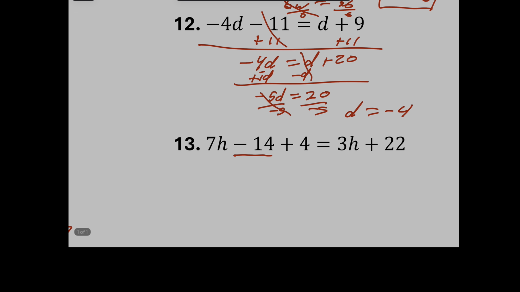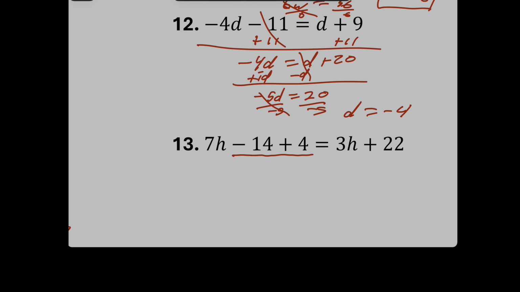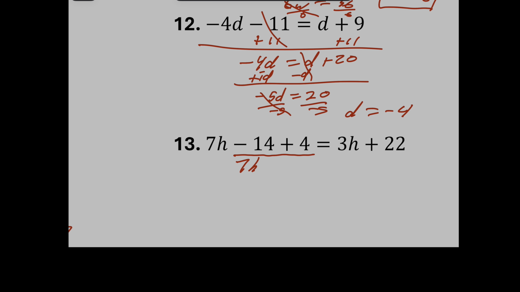Okay, number 13. Well, right here I see they're both on the same side of the equation, so I can combine them. So I get 7h equals, hello, sorry about that. Negative 14 plus 4, signs are different. Subtract, keep the sign of the bigger number, which is negative.